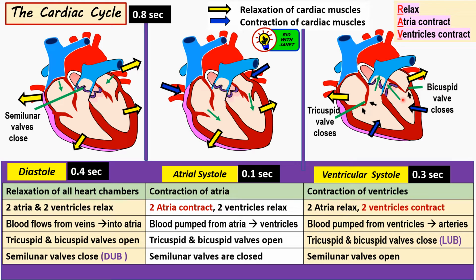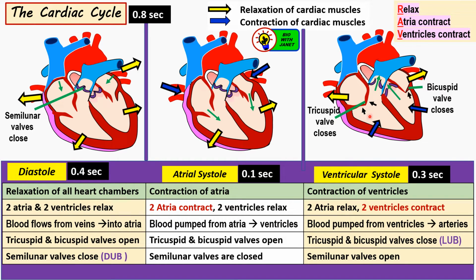Then you hear one sound, the LUB sound. LUB sound first, and then the DUB sound. So the semilunar valves are opened because there's a flow of blood out from the ventricles into the pulmonary artery and aorta. So the valves are open. Take note that after this phase occurs, it's back again to diastole, then atrial systole, and then ventricular systole, and then back again to diastole. So it's a cycle, right?